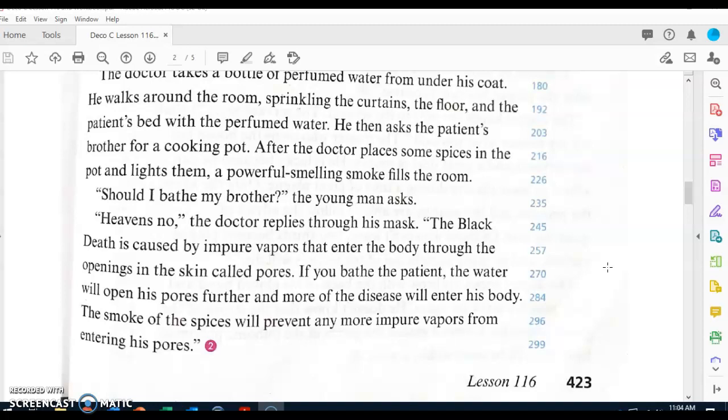If you bathe the patient, the water will open his pores further and more of the disease will enter his body. The smoke of the spices will prevent any more impure vapors from entering his pores."